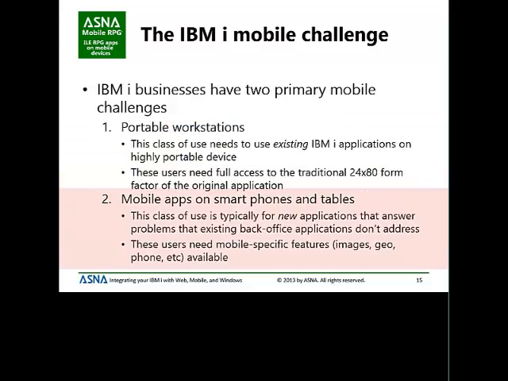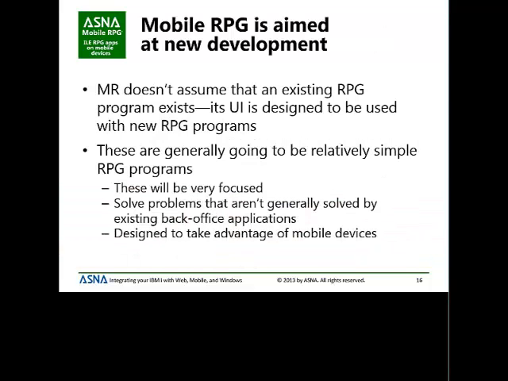The second challenge, and the one that Mobile RPG addresses, is for new applications that solve very specific business issues for use with smartphones, but in some cases also with tablets. These applications are targeted very specifically at mobile devices and probably need to exploit mobile features such as images, geolocation, phone, and text messaging. Mobile RPG is aimed at that second challenge, requiring new applications.